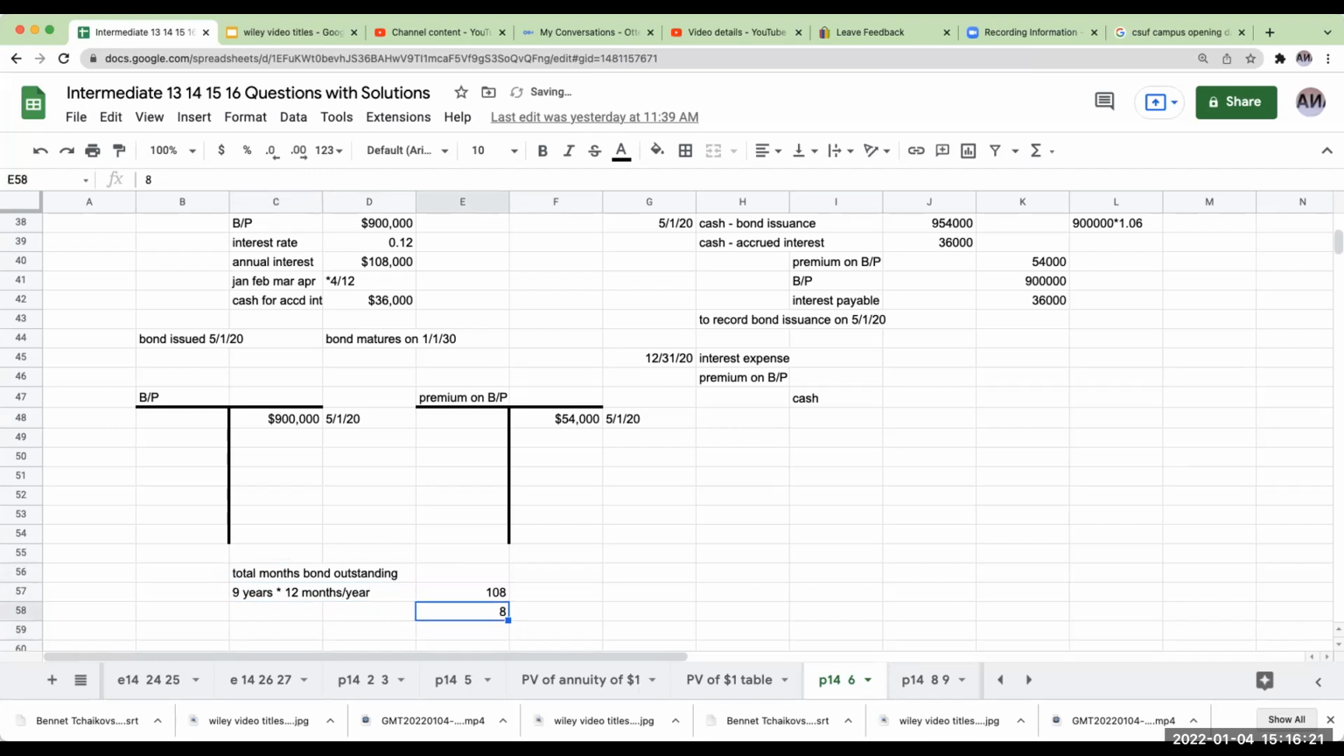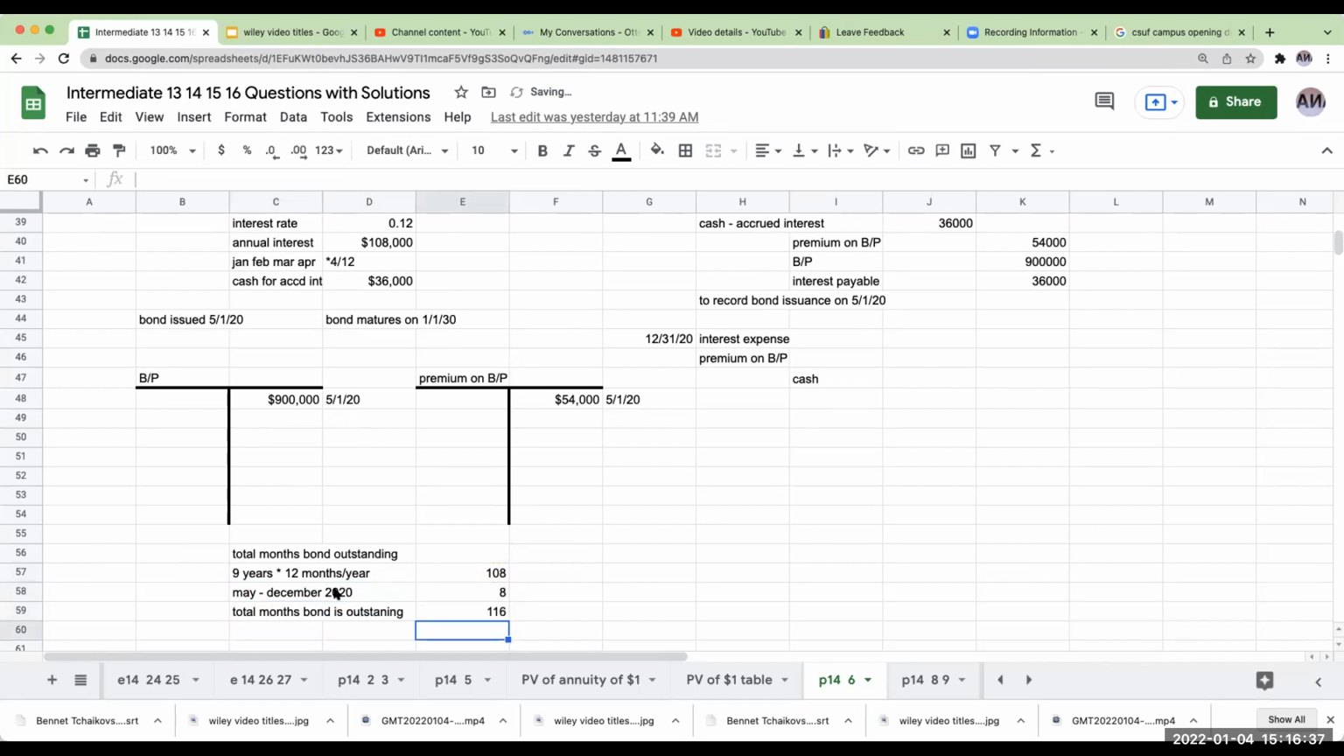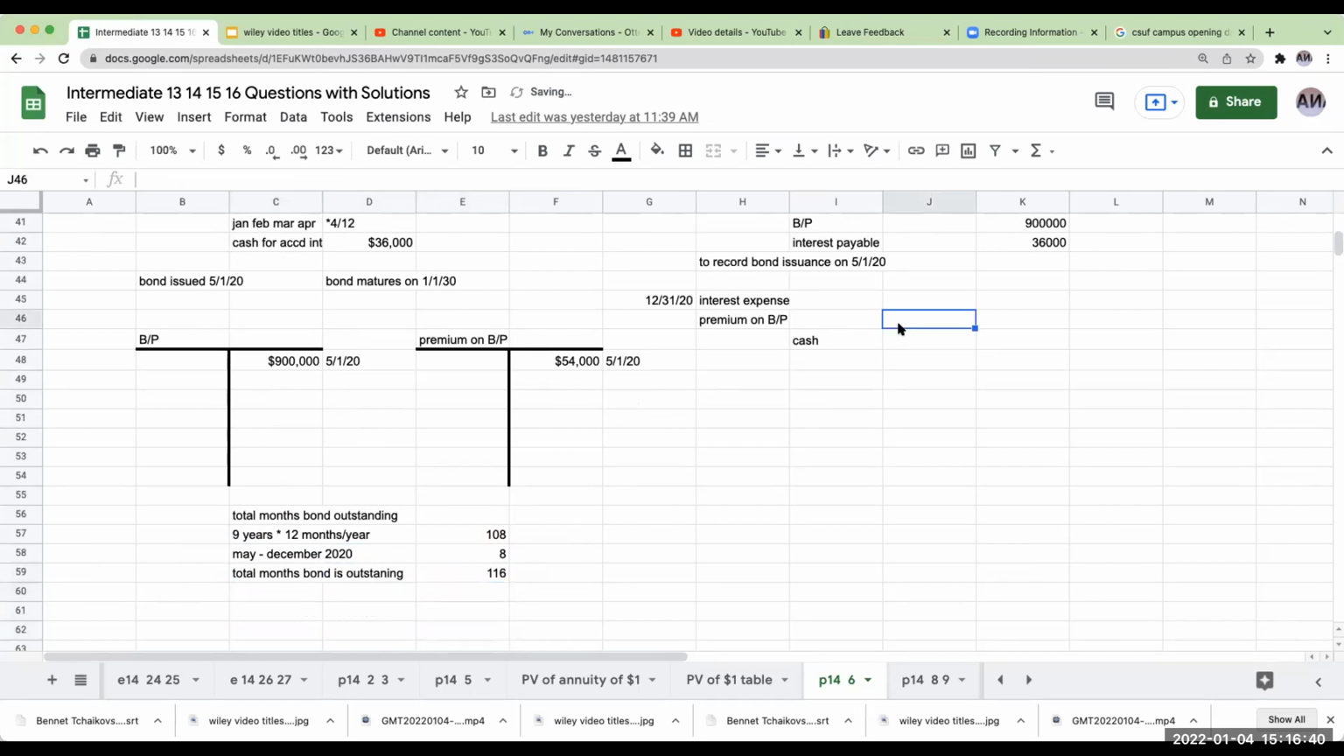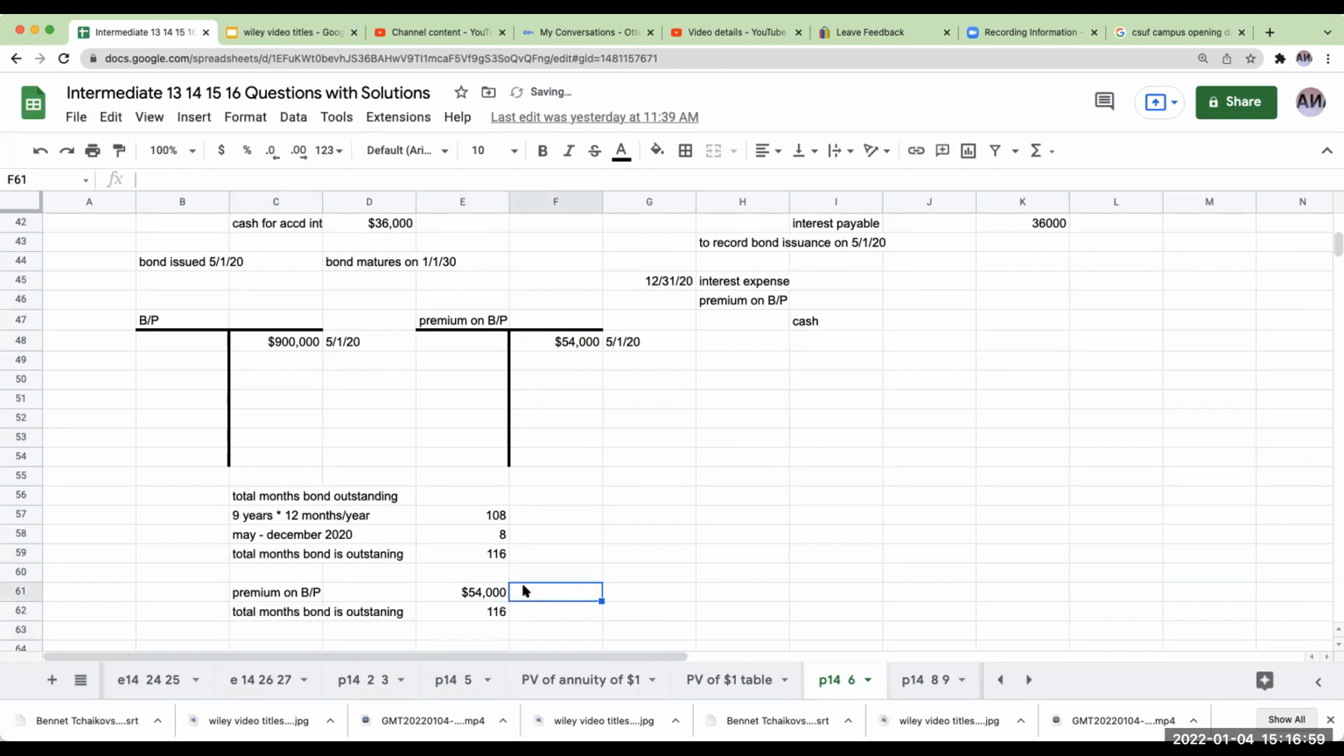Plus, we're going to have 8 months from May through December of 2020. So the total months the bond is outstanding is going to be 116. Now, this becomes really important because when I amortize my premium on bonds payable, I need to know what's the monthly amount I amortize. My premium on bonds payable was 54,000. The months the bond is outstanding is 116.